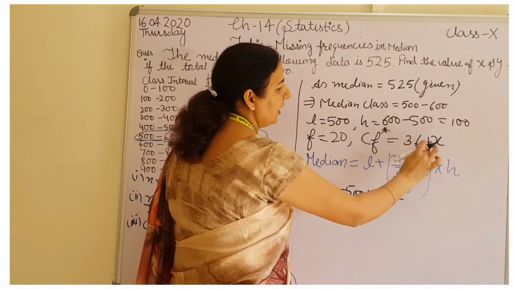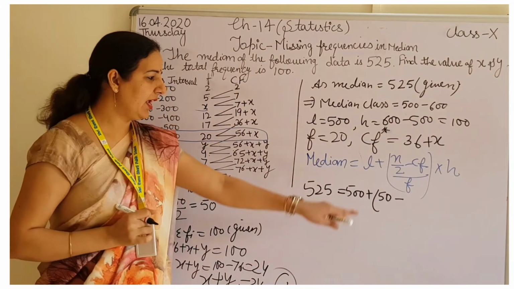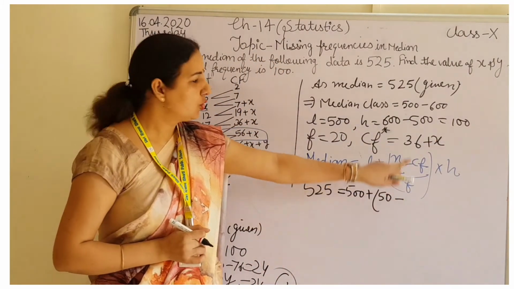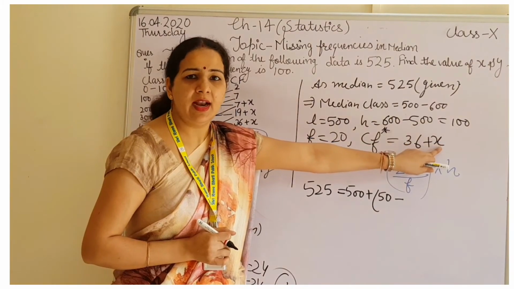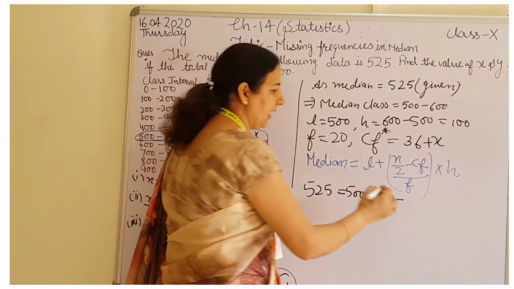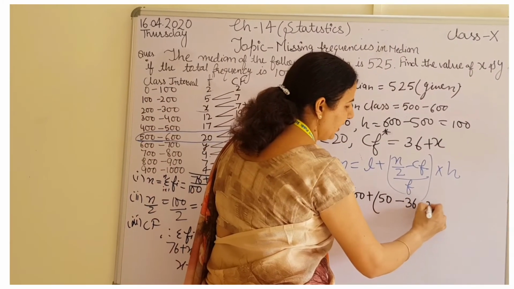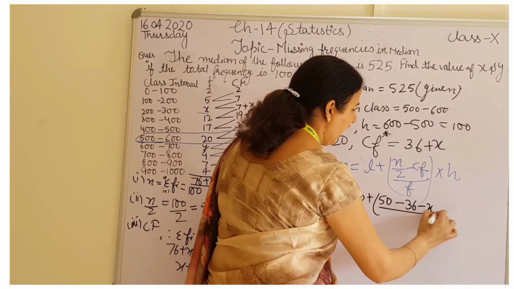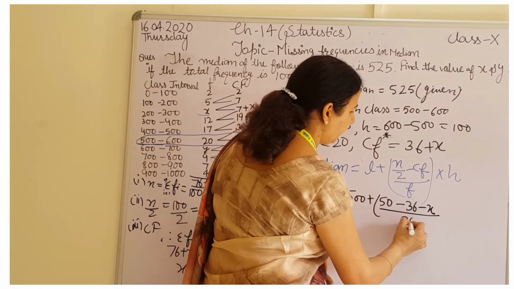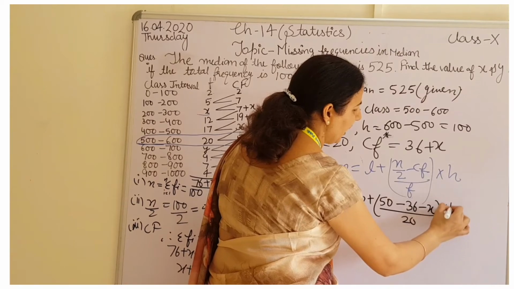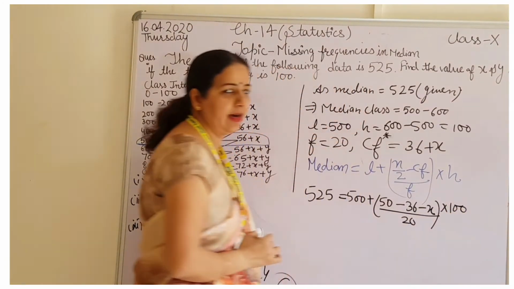Minus CF, 36 plus x. But here we are having a minus sign, so they both will be negative: 36 minus x. And F is 20. And what about h? h is equal to 100.